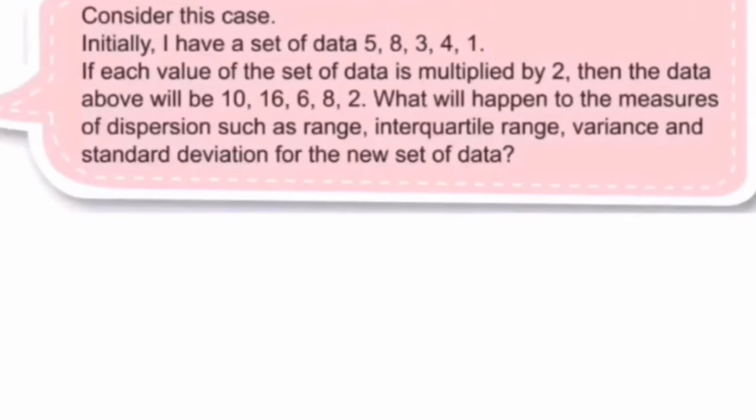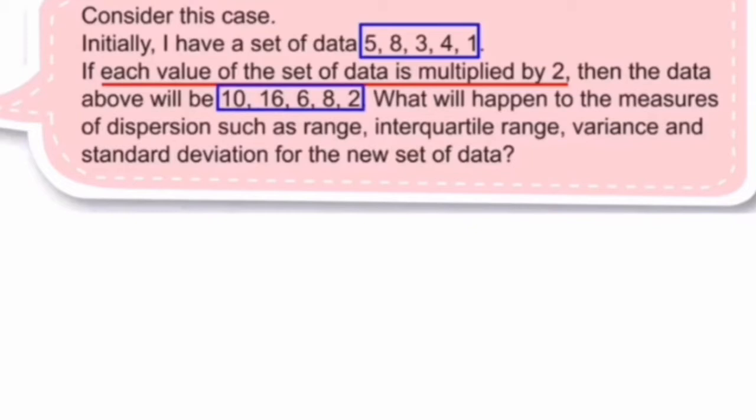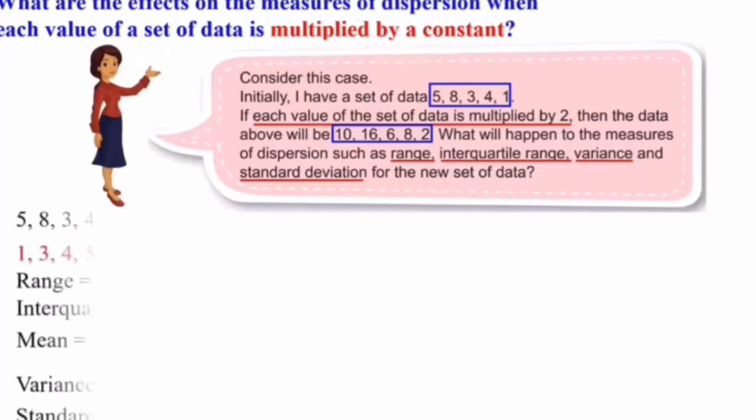Let's study this example. It initially has 5, 8, 3, 4, 1. Now you times 2 for all the data. So it becomes 10, 16, 6, 8, 2. Then what happens to the measure of dispersion, such as range, interquartile range, variance, and standard deviation for the set of data now?